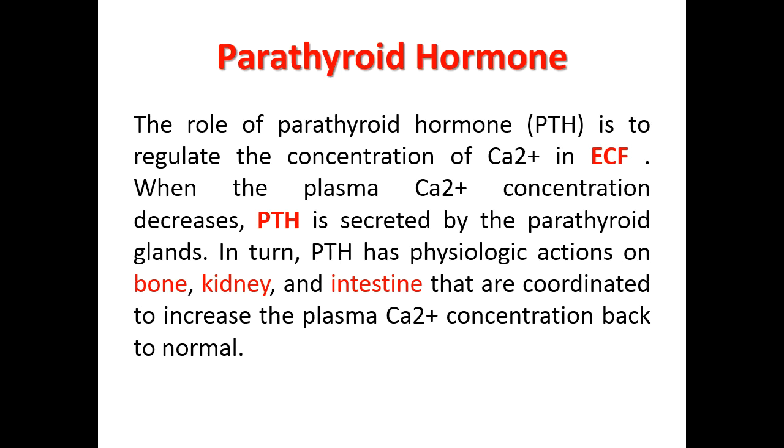What is the role of parathyroid hormone in regulation of calcium concentration in the extracellular fluid? When the plasma calcium concentration decreases, parathyroid hormone is secreted by the parathyroid gland. In turn, parathyroid hormone has physiological action on the bone, kidney, and the intestine that are coordinated to increase the plasma calcium concentration back to the normal. Parathyroid hormone will be secreted from the parathyroid gland by stimulation of low calcium concentration in the plasma. This hormone will act on the bone, kidney, and intestine to coordinate and increase the plasma calcium concentration back into the normal balance.